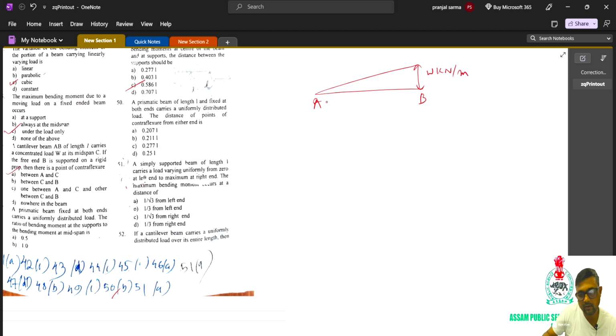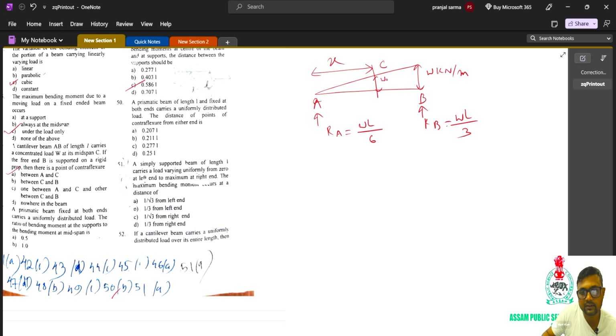To find the maximum moment, we have to write the equation of bending moment. Let me write the values. RA is WL by 6, RB is WL by 3. You have to remember the standard values. You can find them by equating the moment at B equal to 0 or the moment at A equal to 0, but I have written them directly. Suppose at point C the bending moment is maximum.